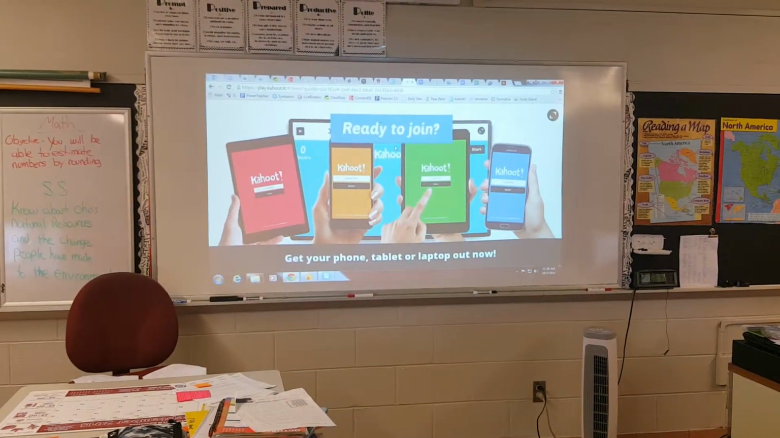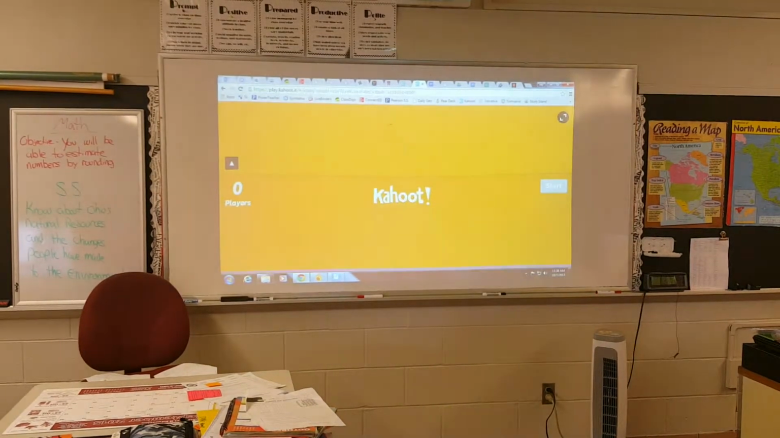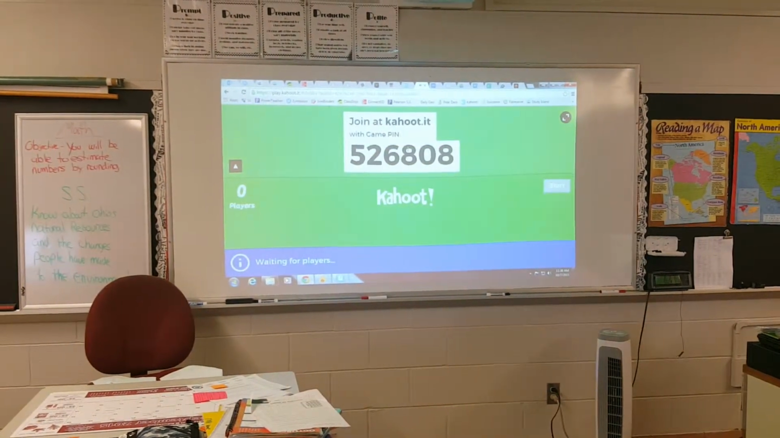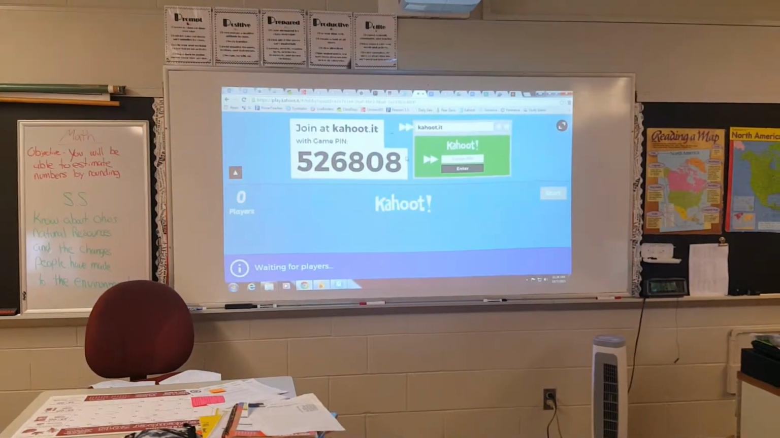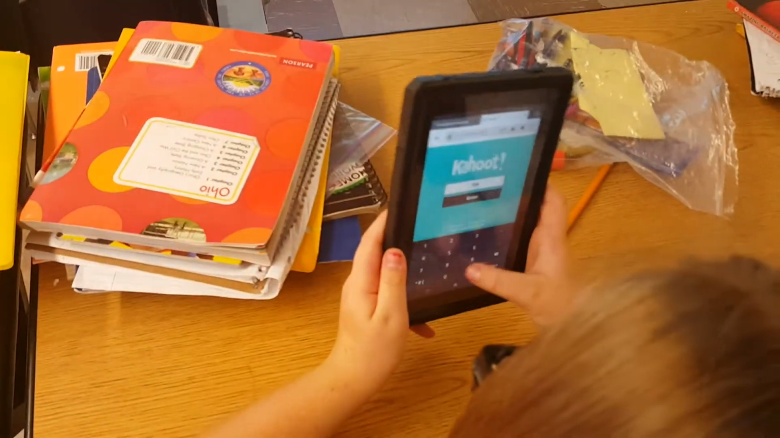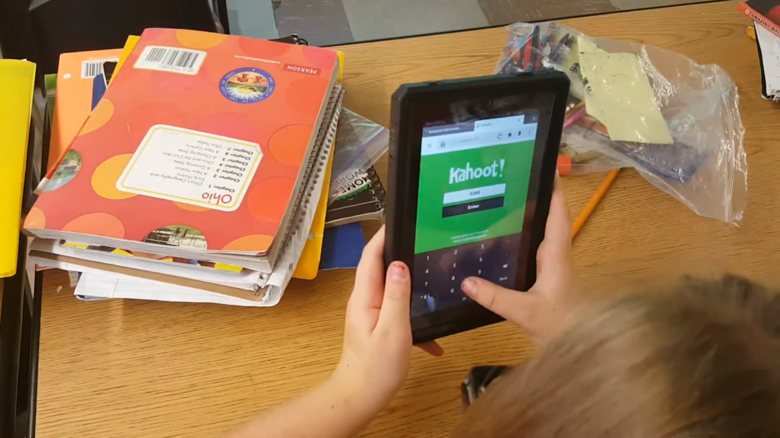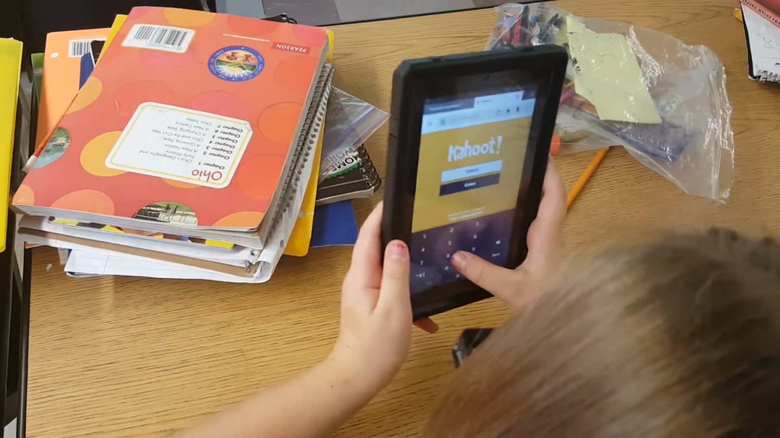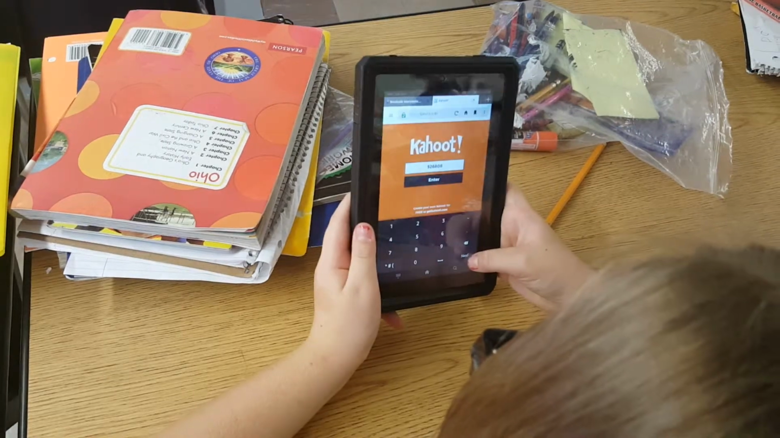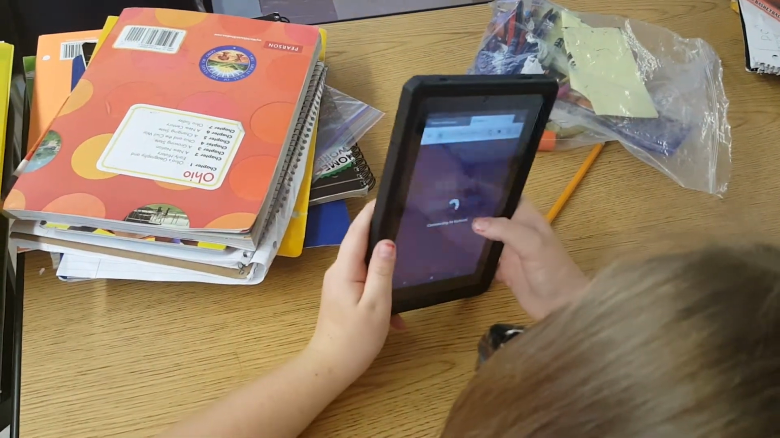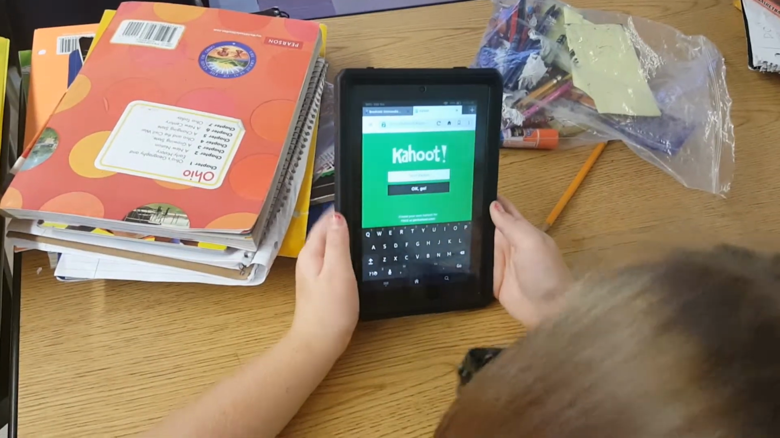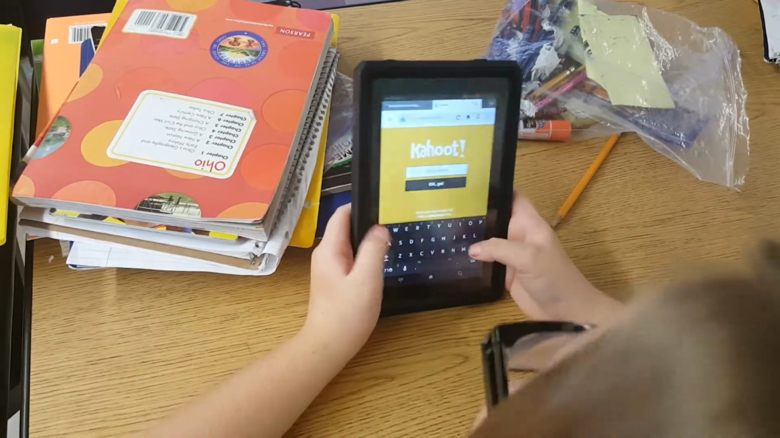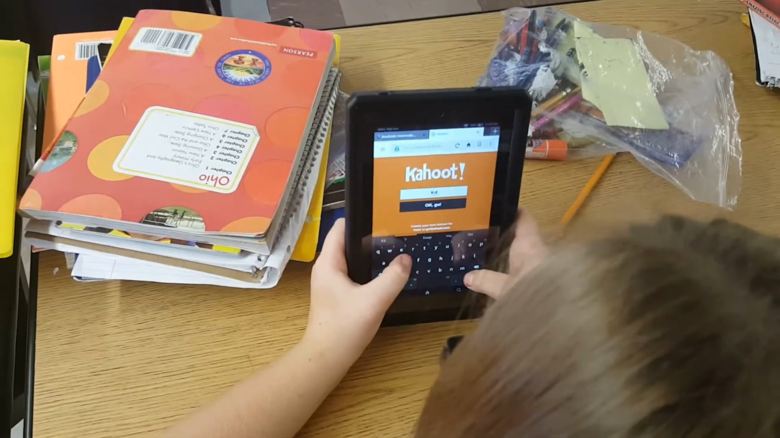At this point, it will give us a PIN number. The students have their Kindles or their tablets ready and they're going to enter in the PIN number that you see on the smartboard, 526808. Once they enter that in, it will ask them for a name. If you like nicknames, you can do nicknames. If you like just regular first names, you can do first names as well. That's a personal choice and up to you.